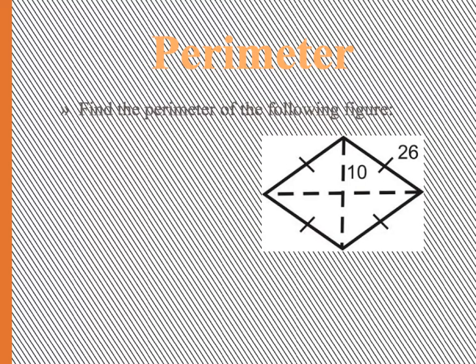Perimeter. Find the perimeter of the following figure. Well, we can see that the length of this side is 26. The equation for perimeter is 4s, s being 26. So we take 4 times 26, and we get 104.